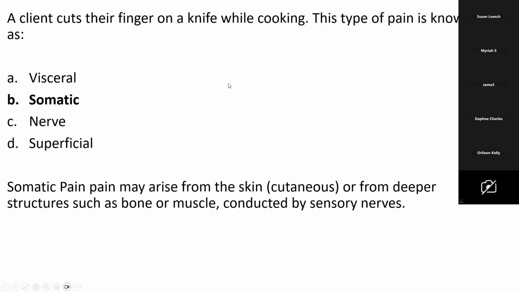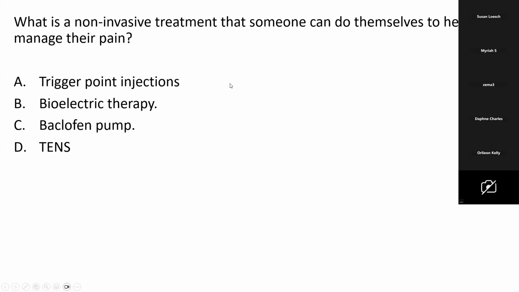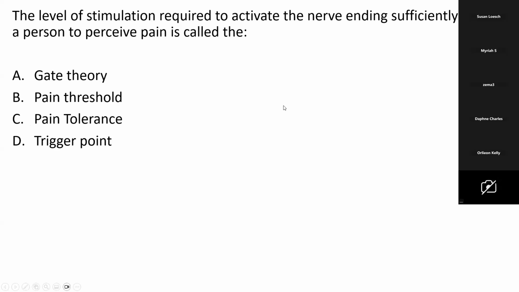What is a non-invasive treatment someone could do to help manage their pain? We didn't talk about this, so we're going to skip it because that's not going to be on there. All right.